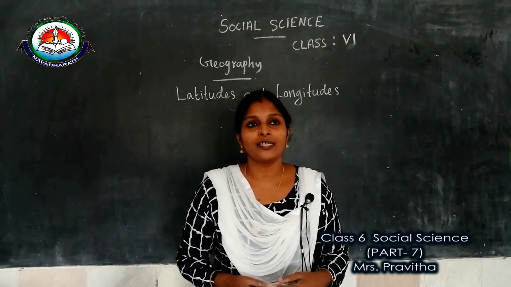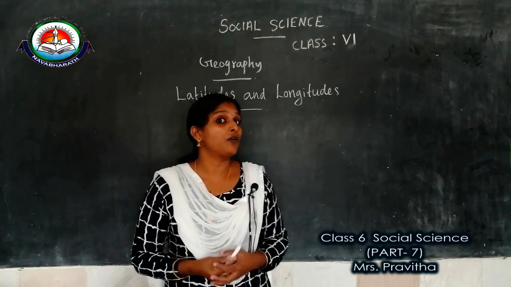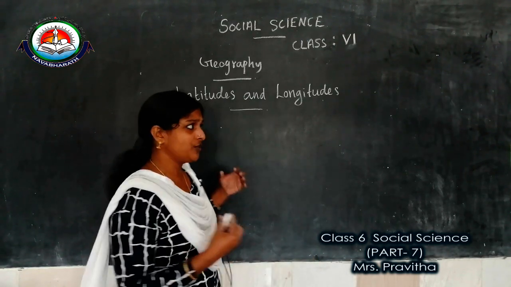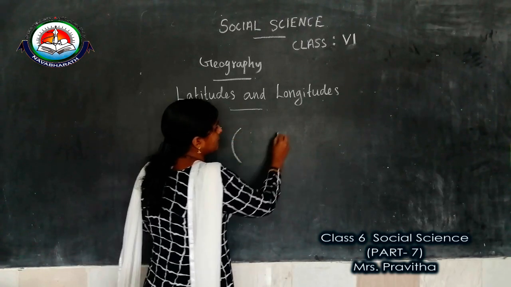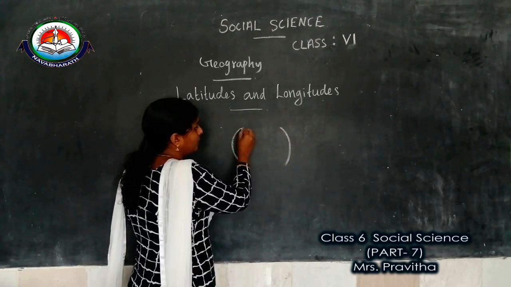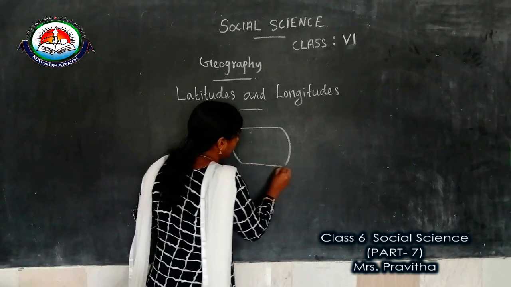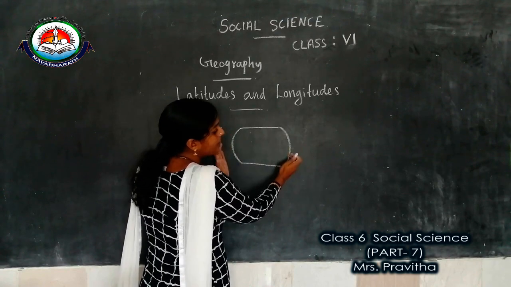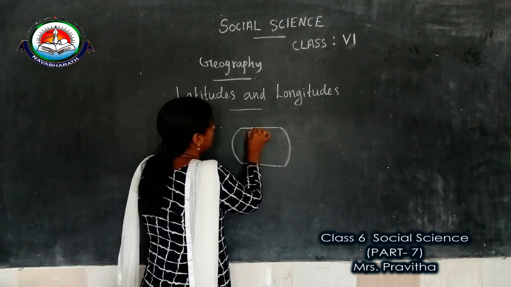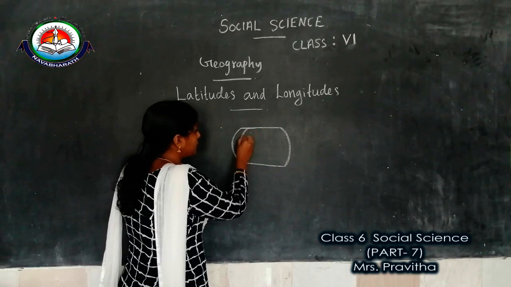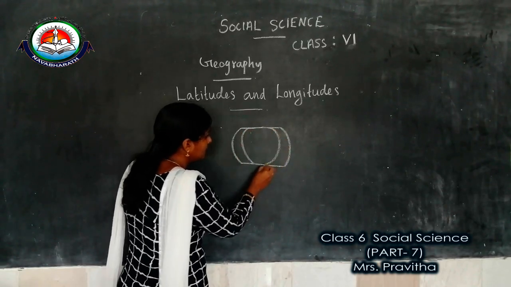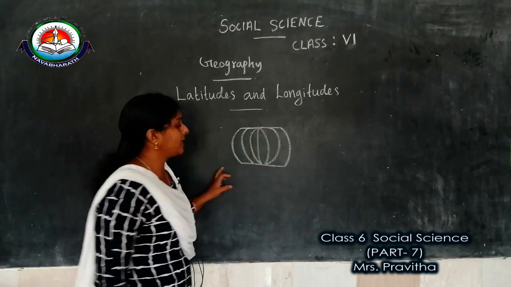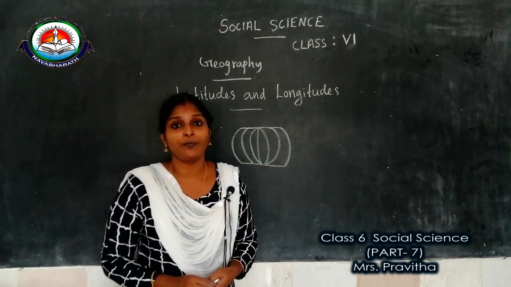Last class we discussed, children, what is the shape of the earth? Geoid shape. So what is geoid shape? I drew the picture and explained that. Geoid shape means the earth is bulged on both sides of the equator and flattened at the poles. This shape is known as geoid shape. This is the shape of the earth.